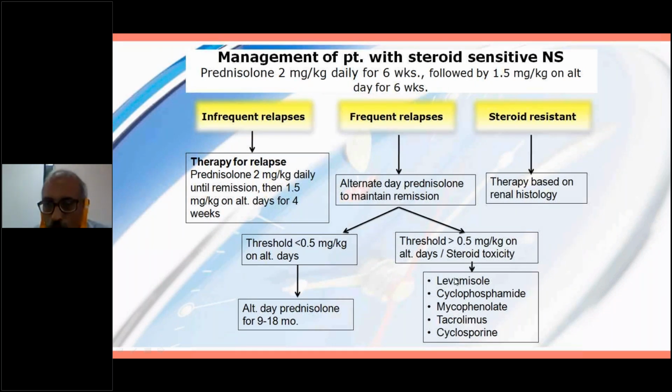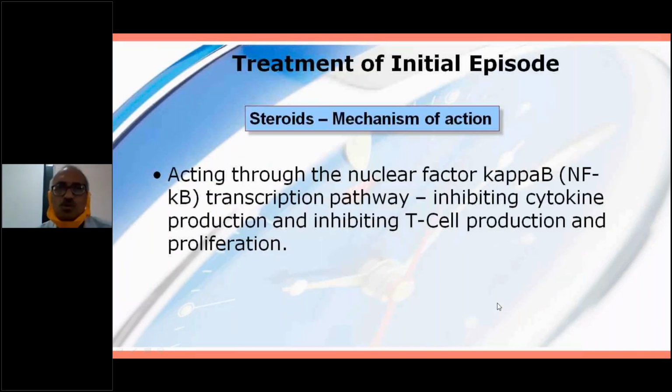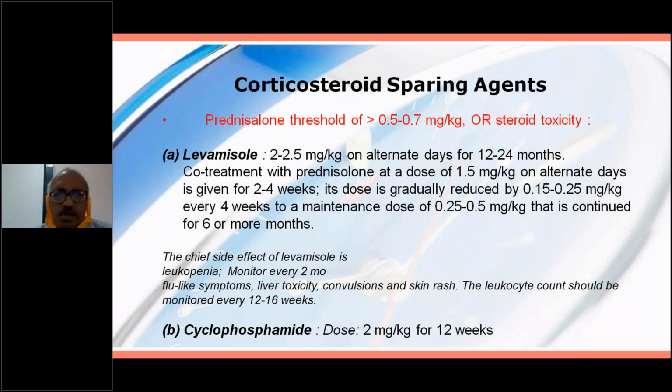Steroid, holding the levamisole, cyclophosphamide, mycophenolate, tacrolimus, and cyclosporine. So this you skip. Levamisole: coming to levamisole, it is an antiparasitic, actually anthelmintic. Now it is an immunomodulator. That's why we give here 2 to 2.5 milligrams on alternate days for 12 months.